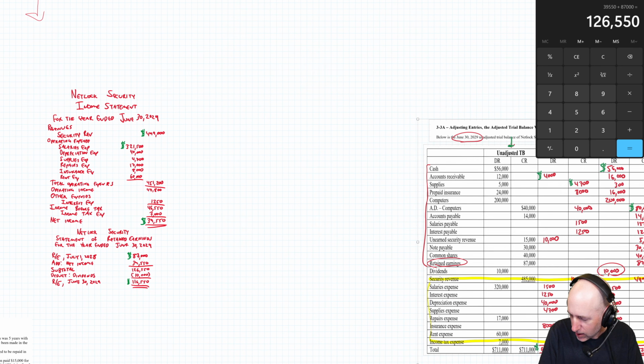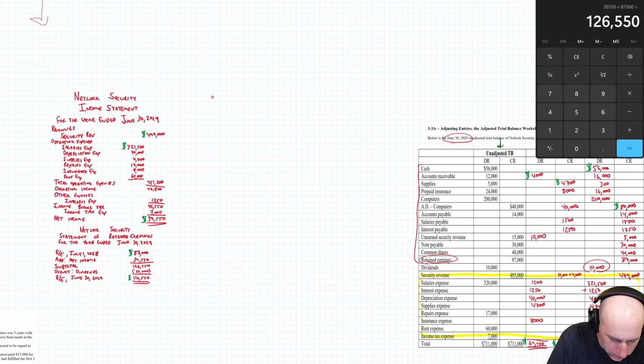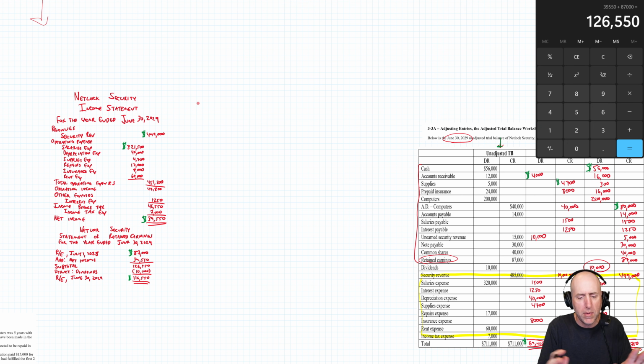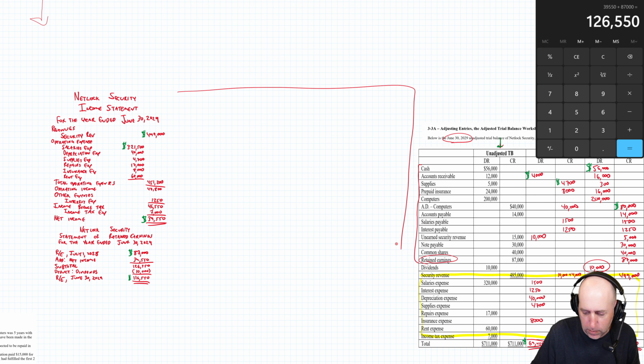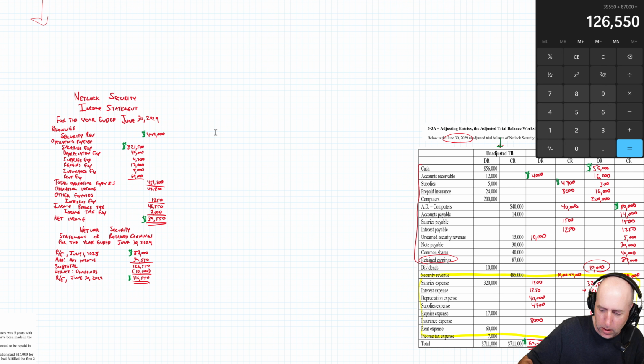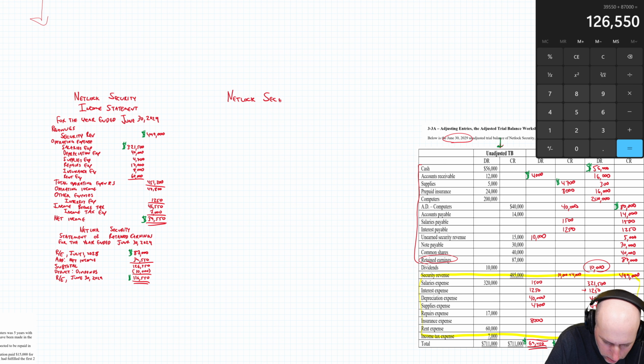Let's start with a 3-line title, name of our company. Now, remember, balance sheets, I always make them a little bit wider, so you can see I've kind of left myself a fairly wide berth here. Name of the company, NetLock Security. Name of the statement we are preparing, which is a balance sheet. And remember, balance sheets just get a date. They don't get a for the year ended or for the month ended. They just get a date. And the date is June 30th, 2029.